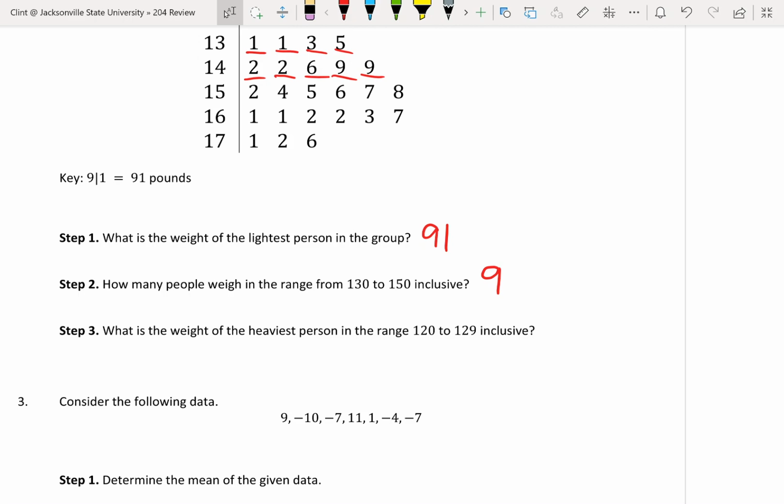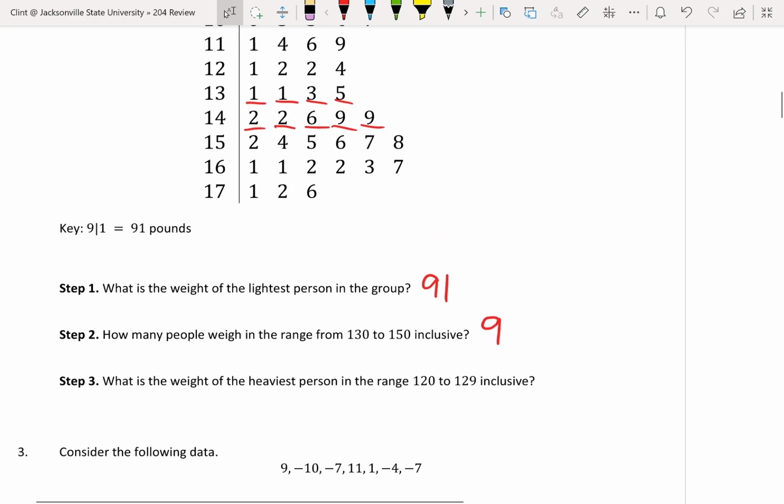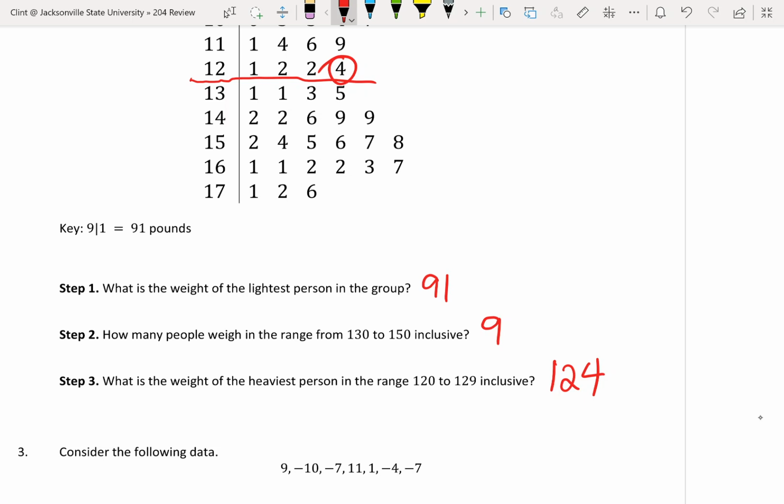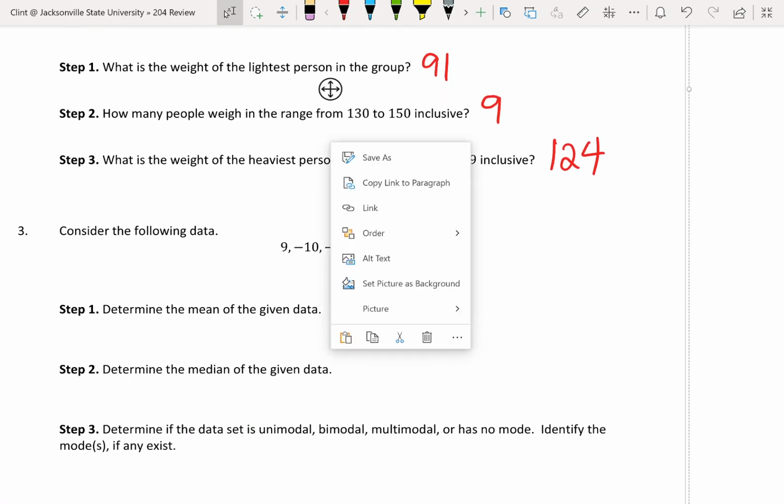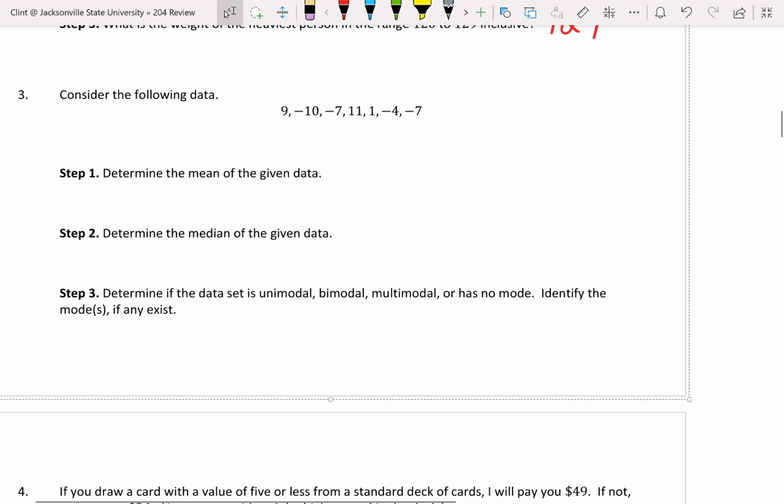And then 3 says what's the weight of the heaviest person in the range 120 to 129. Yeah, 124, good. So in the range 120 to 129, that's going to be this row. So our heaviest person there is a 4, so we get 124. Read stem and leaf plots carefully, you're in good shape on those. Any questions on that one? Can't think of anything? Okay. I am screen recording this. If you run into anything you need to go back to, I'll have it posted.